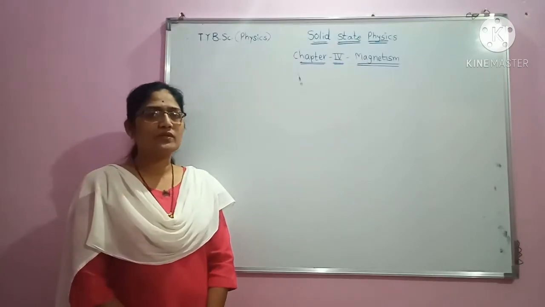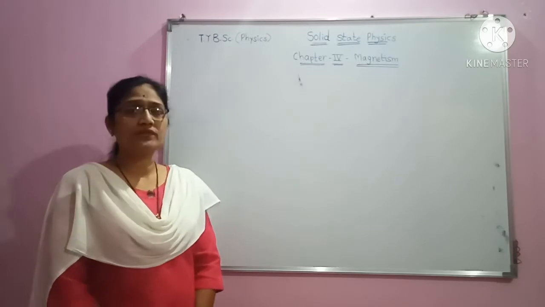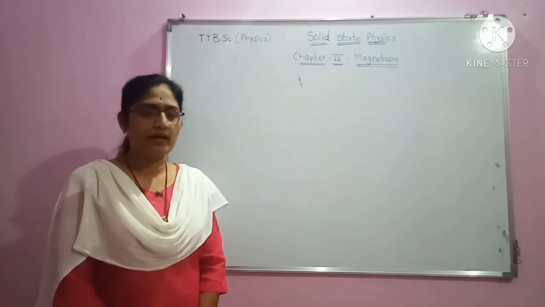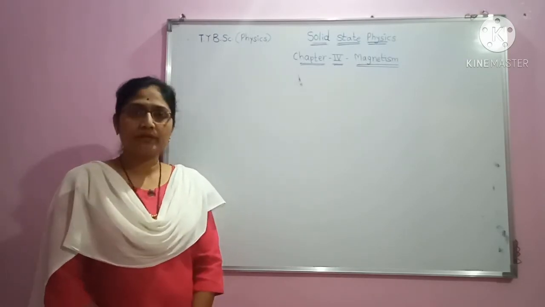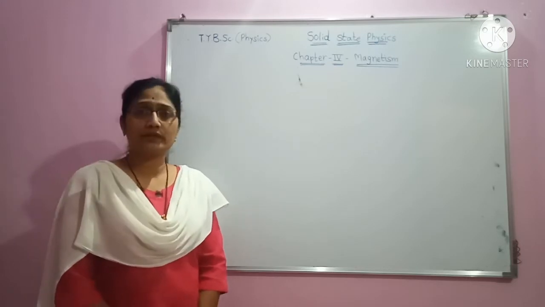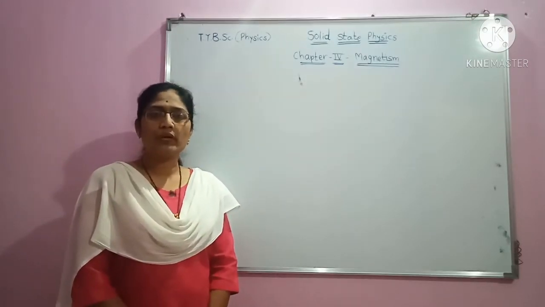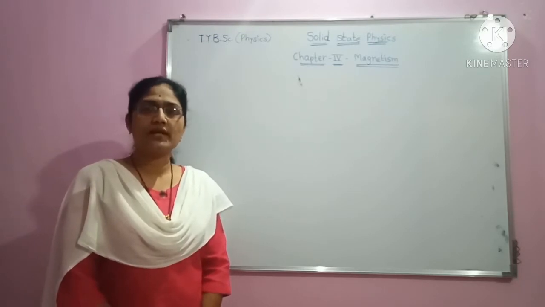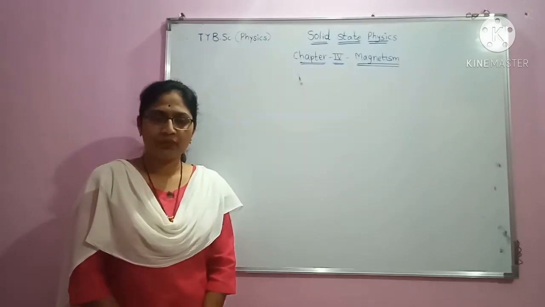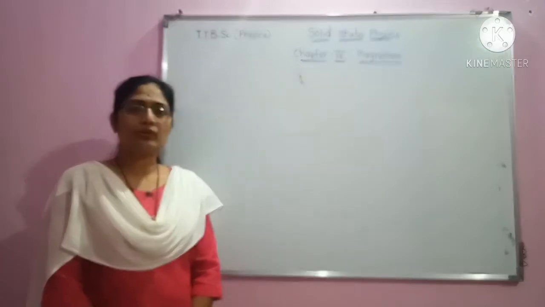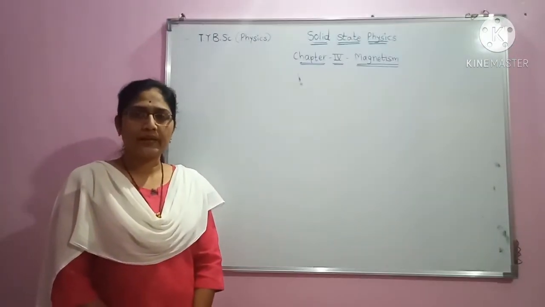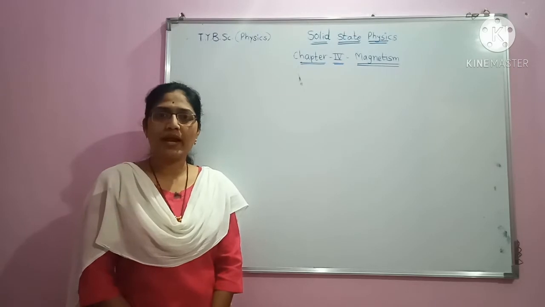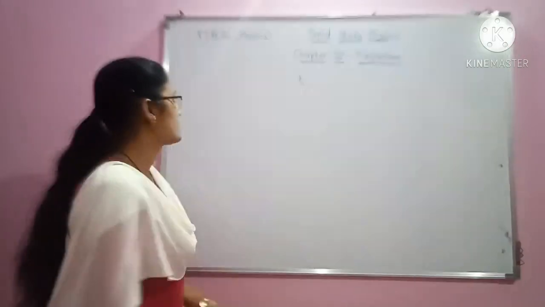We have started our syllabus related to solid state physics for the TYBSc class, and in that we have started our chapter number 4, that is magnetism. Up till now we have seen what are the diamagnetic materials, paramagnetic materials and ferromagnetic materials. In today's lecture, we are going to see one more type of magnetic material and its name is antiferromagnetic materials.